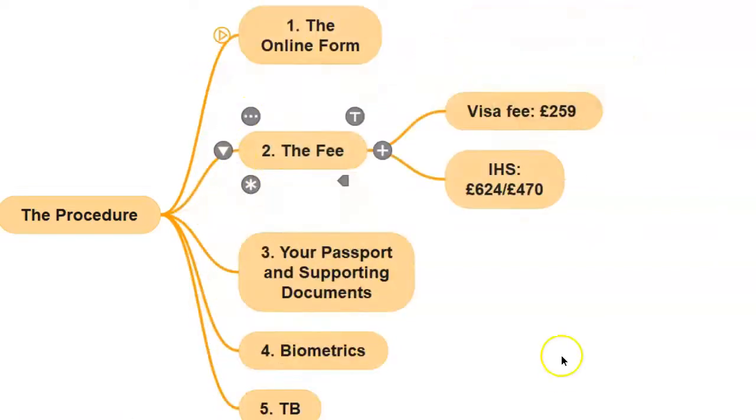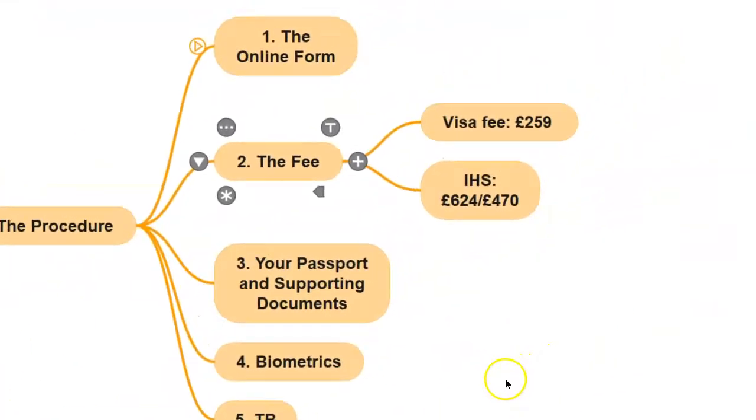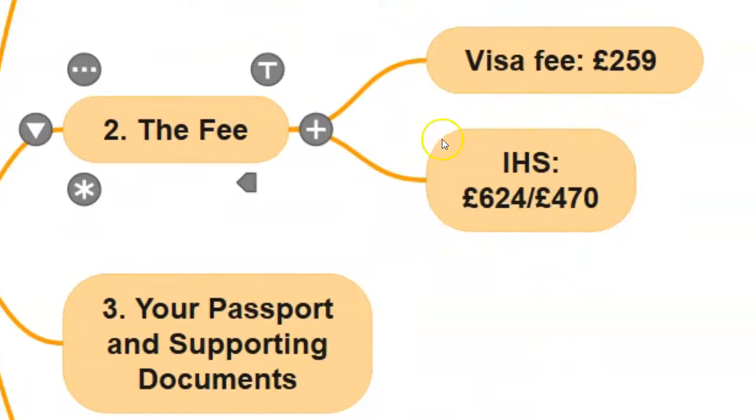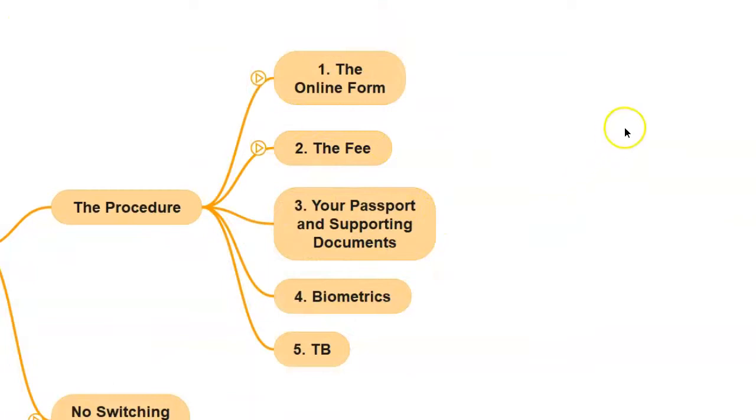The second one is paying the fee, which is only £259, and all applicants will also be expected to pay the immigration health surcharge. So the main applicant, who is over the age of 18, will be paying £624. If we have a dependent of the main applicant who is under the age of 18, let's say if a child is applying as a dependent of the graduate trainee applicants, they will be paying a reduced fee of £470 per year.